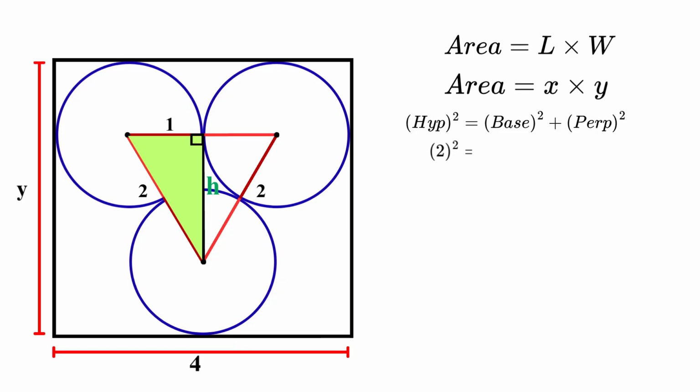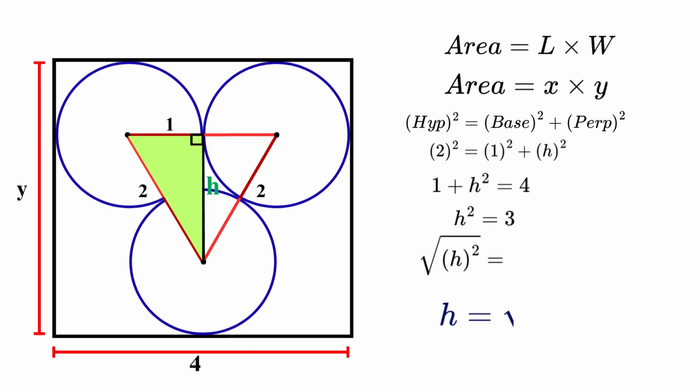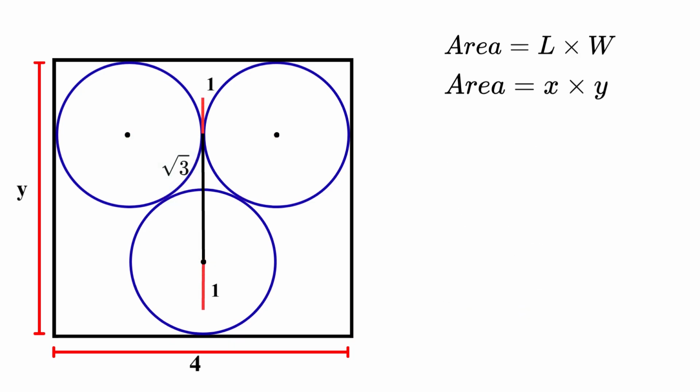So it becomes 1 squared plus h squared equals 2 squared. 1 plus h squared equals 4. h squared equals 3. Taking the square root gives us h equals square root of 3. So this line equals square root of 3. Now, if we draw a radius here and add everything together, it gives us the length of the rectangle. So, 1 plus square root of 3 plus 1 equals 2 plus square root of 3.